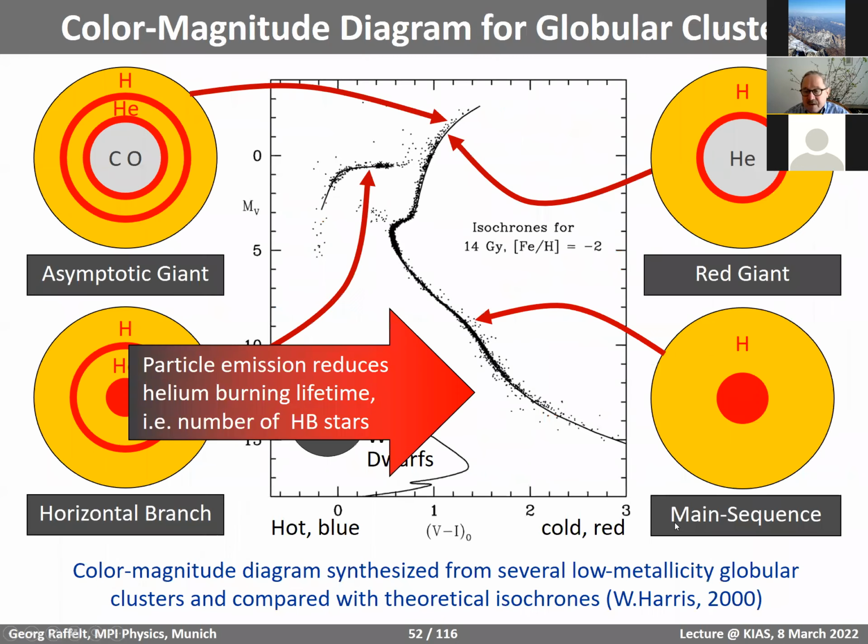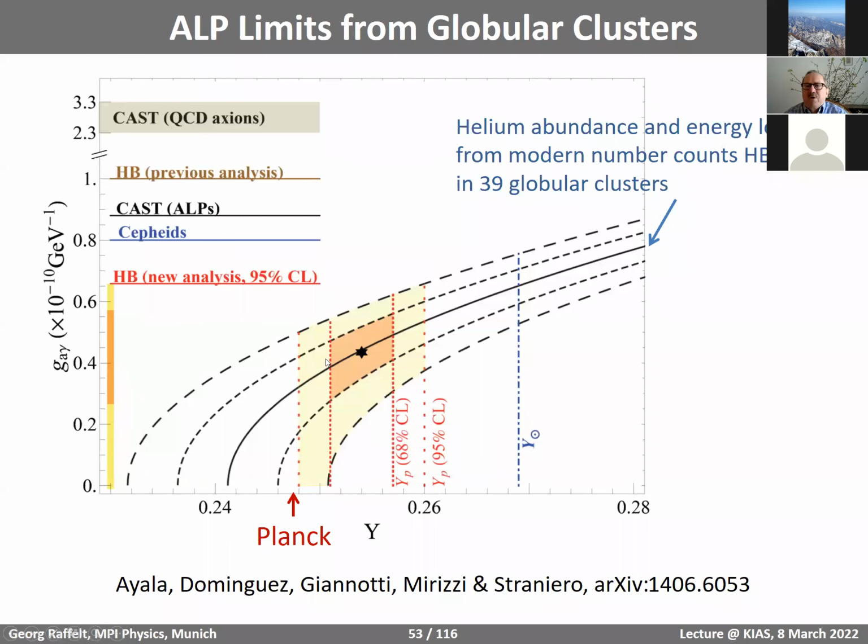Okay, there are other ways of using these globular clusters. Let me speed up a little bit. So there could be particle emission from the horizontal branch. That would imply that the horizontal branch stars burn faster. You get fewer horizontal branch stars compared to other burning phases here. Using this statistical method, the number of horizontal branch stars compared to other stars can be used to constrain, for example, the axion-photon coupling constant. This was done a long time ago, and most recently by these authors. And they find a bound on the axion-photon coupling constant which is comparable to the CAST limit, coincidentally.